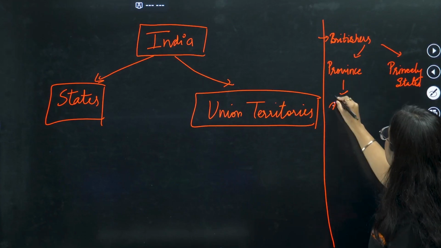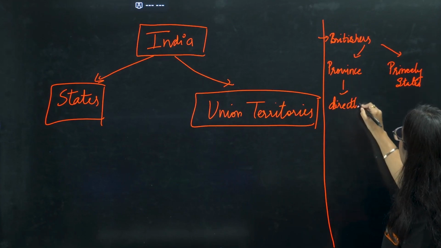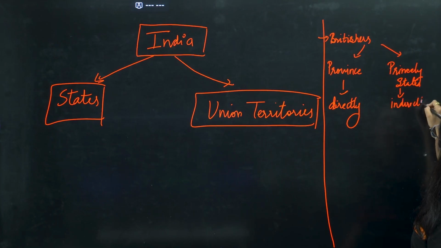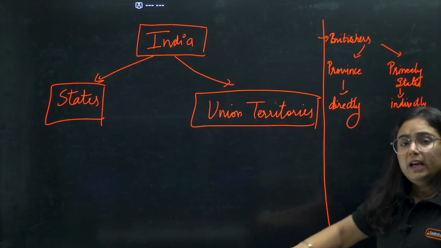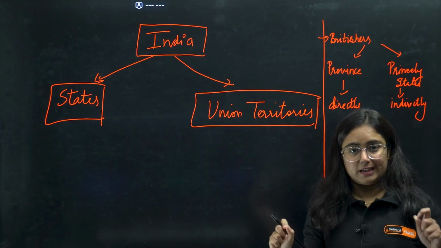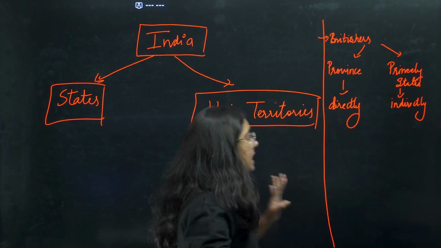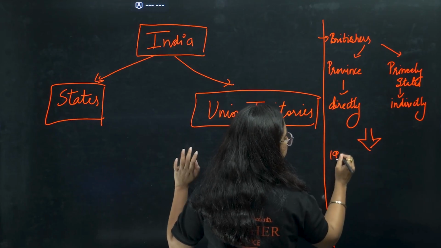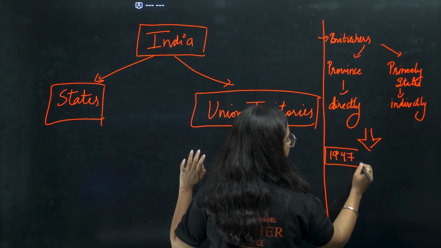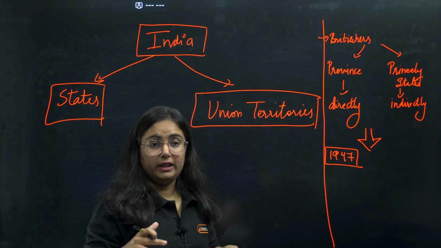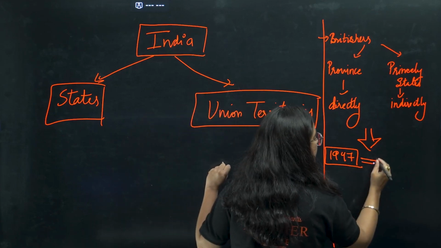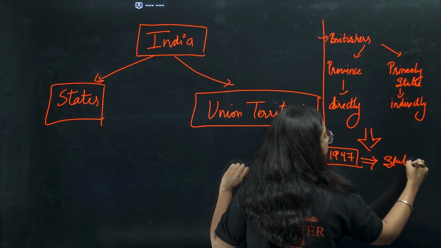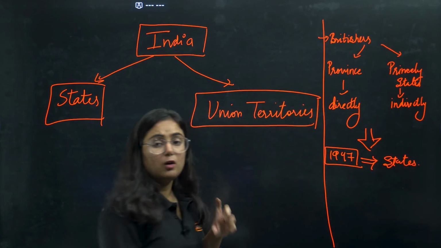British provinces were directly under the control of Britishers, and princely states were indirectly under the control of Britishers. This is how India was administered at that time. Is it clear to you? Now, pay attention that when Britishers left India in 1947, the major task in front of Indians was to frame the provinces, or what we can now call states.